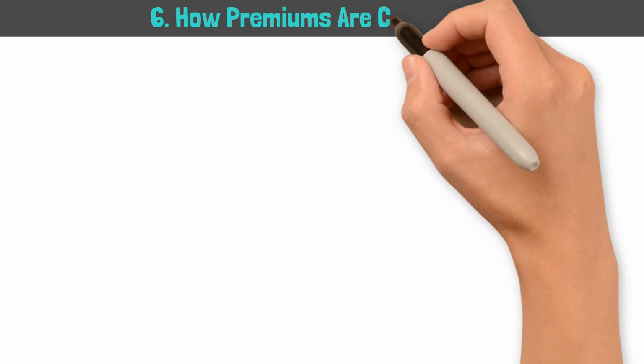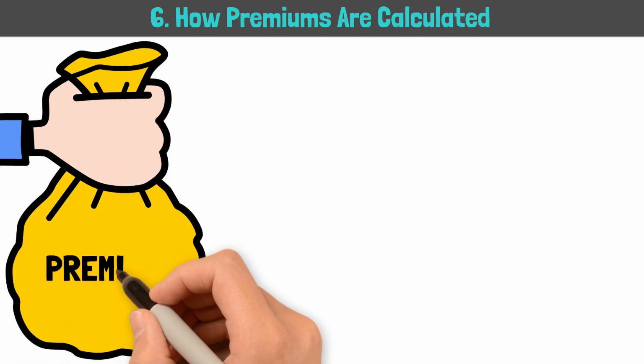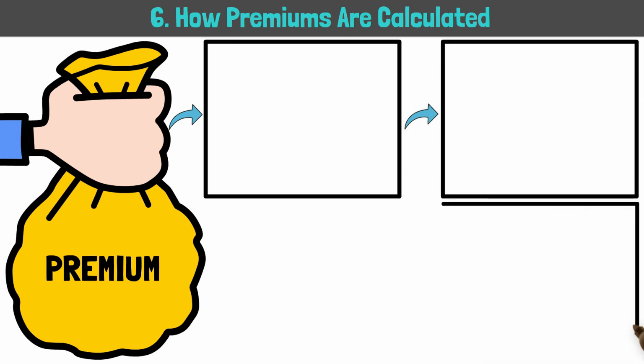6. How premiums are calculated. The cost to buy an option, known as the premium, is not picked out of thin air. It is carefully calculated based on several important factors.